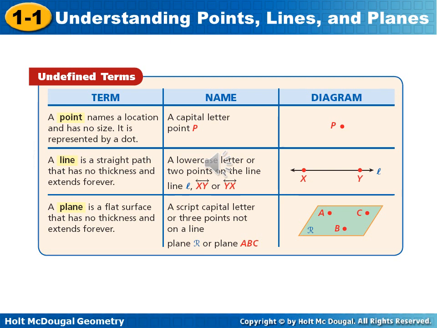A plane is a flat surface that has no thickness and extends forever. For a plane, we use a script capital letter. Script is the same as cursive, or 3 points not on the line. So you can have plane R, and that's a script R, or plane ABC, which is shown to the right, where you have A, B, and C all on the same flat surface, and we can also call that plane R using the script letter.